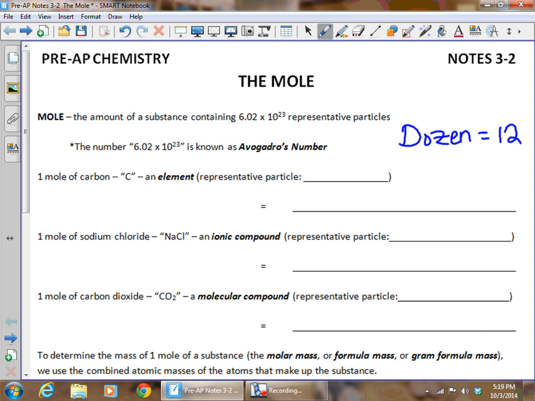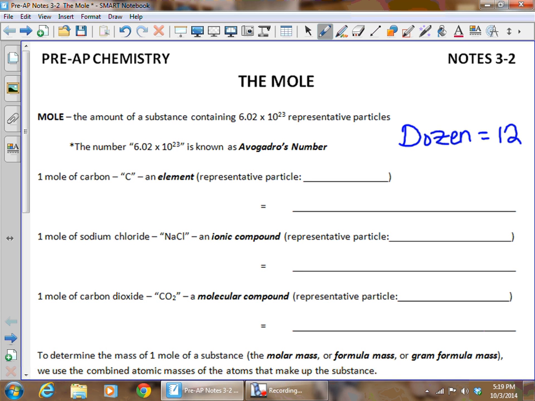A dozen is simply a number. You have no trouble at all understanding that a dozen marbles and a dozen bowling balls do not have the same mass. They don't take up the same amount of space because one marble and one bowling ball are very different from each other in both volume and mass. Well, a mole again is a very similar term. It still stands for a number. Now, the number is much bigger. The number is huge. It's so big that we really have trouble comprehending just how big it is.